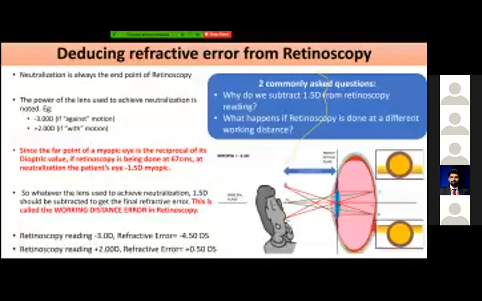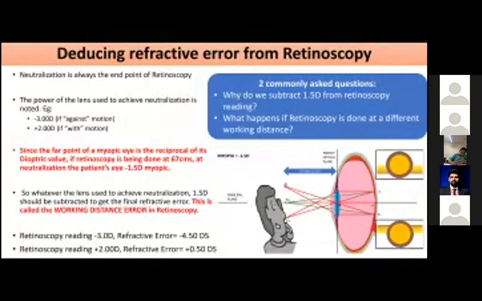Okay, so this brings us to two commonly asked questions, which I hope by now you would have understood. Why do we subtract 1.5 diopter from the retinoscopy reading? The answer is pretty much in front of you. It is because at neutralization, we are leaving the patient myopic by 1.5 diopters and not emmetropic. So whatever the working distance error is, that is what has to be subtracted.